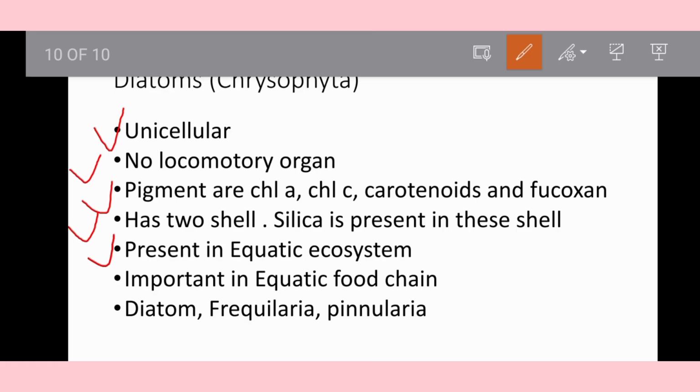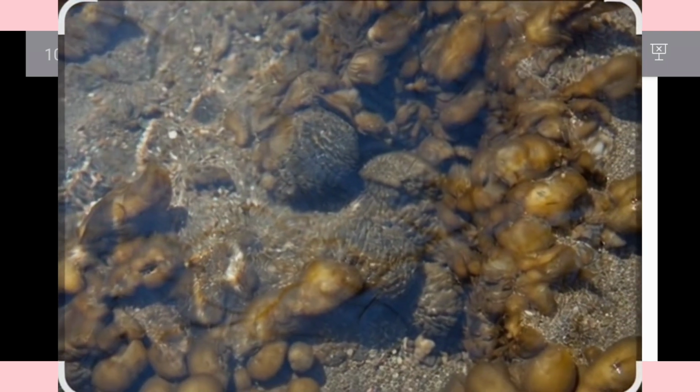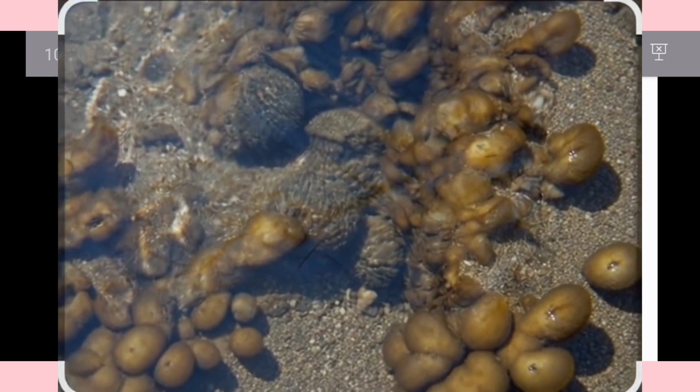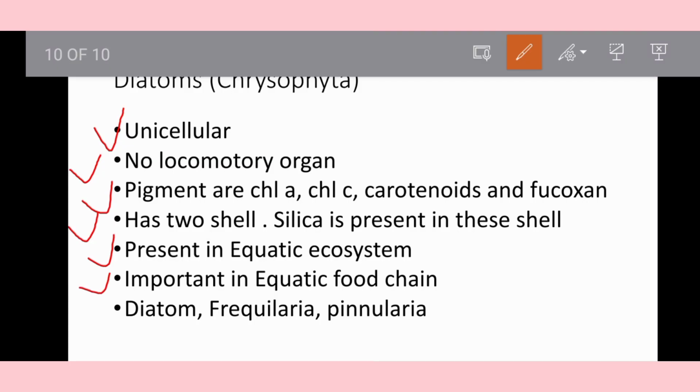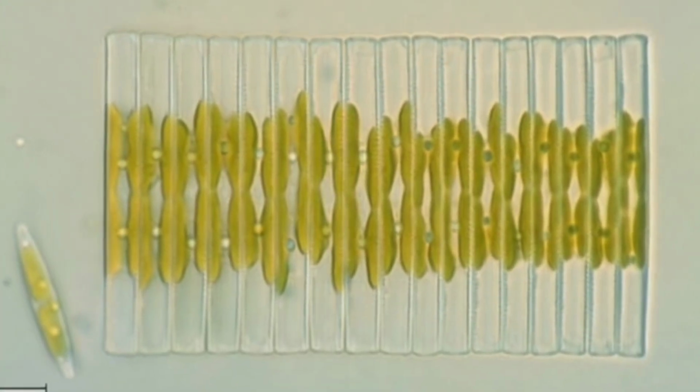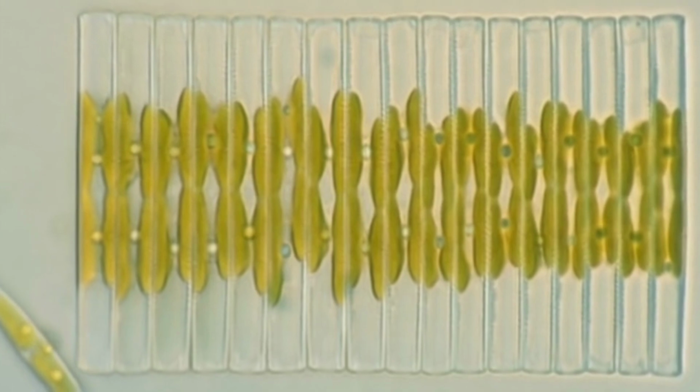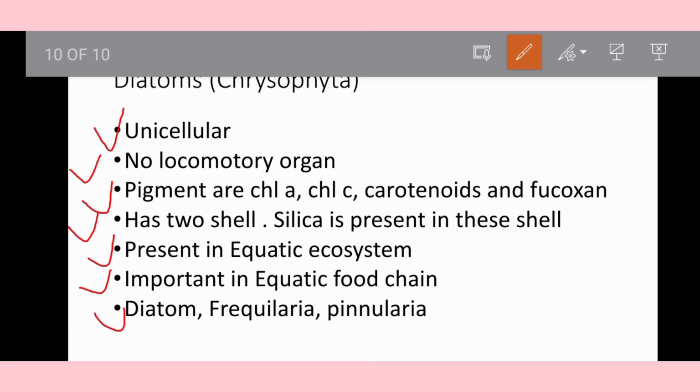Next point is diatoms are present in aquatic ecosystems, meaning they are present in both freshwater and marine water. Next point is diatoms are an important source of food in aquatic ecosystems. Examples of diatoms are Fricolaria and Pinolaria.